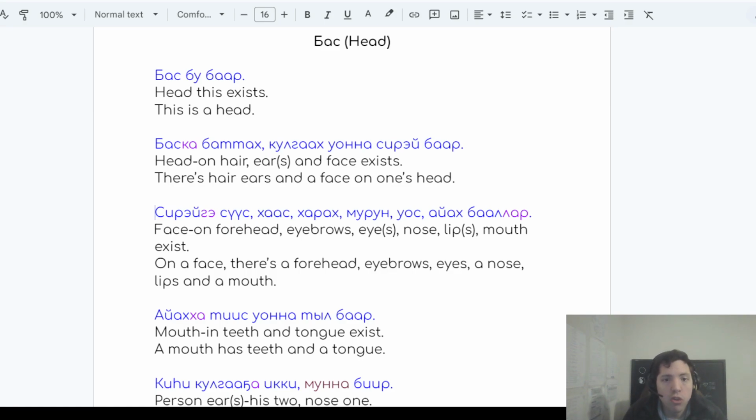Sireke, sus, has, harach, burun, was, ayach, balar. On a face, there's a forehead, eyebrows, eyes, a nose, lips, and a mouth. Sireke, sus, has, harach, burun, was, ayach, balar.